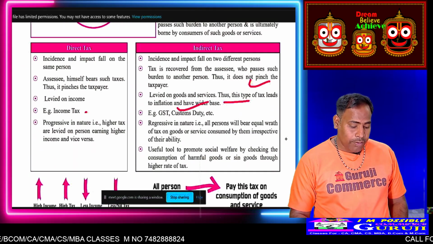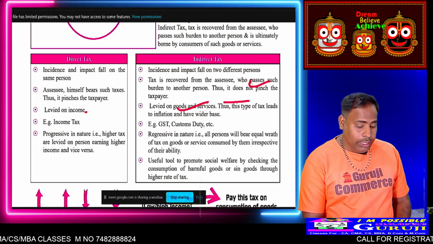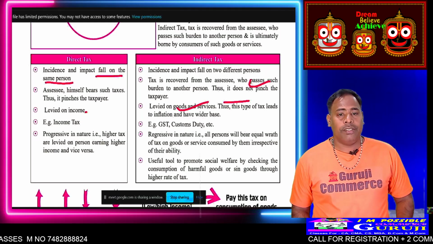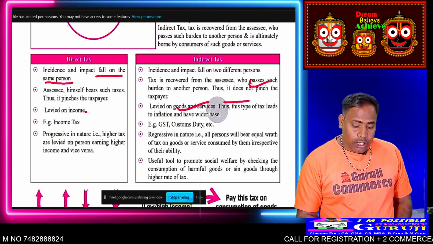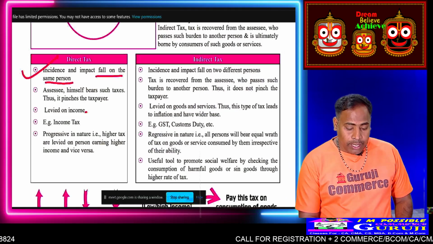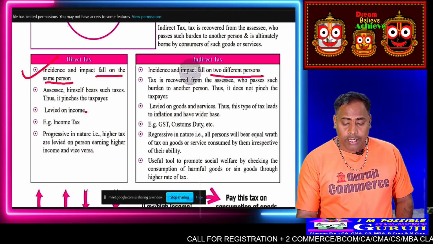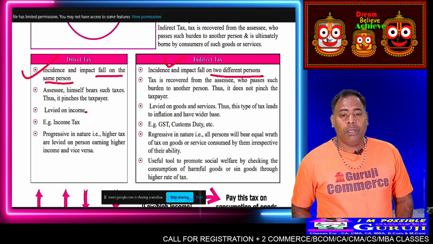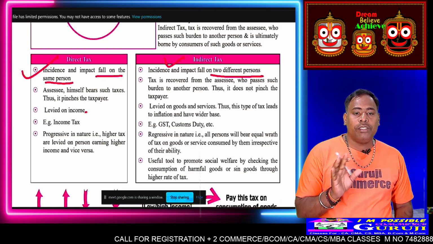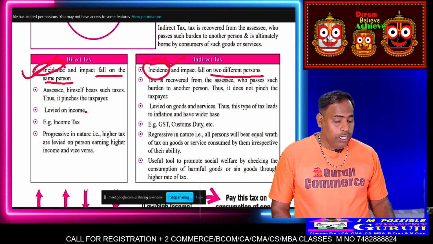First is incidence of tax. In direct tax, the impact falls on the same person, meaning the person who earns the income has to pay the tax. But in indirect tax, the incidence or impact falls on different persons, meaning two persons are involved: one who consumes the goods and one who sells the goods. So there are two persons here, and in direct tax the impact is only on the same person.